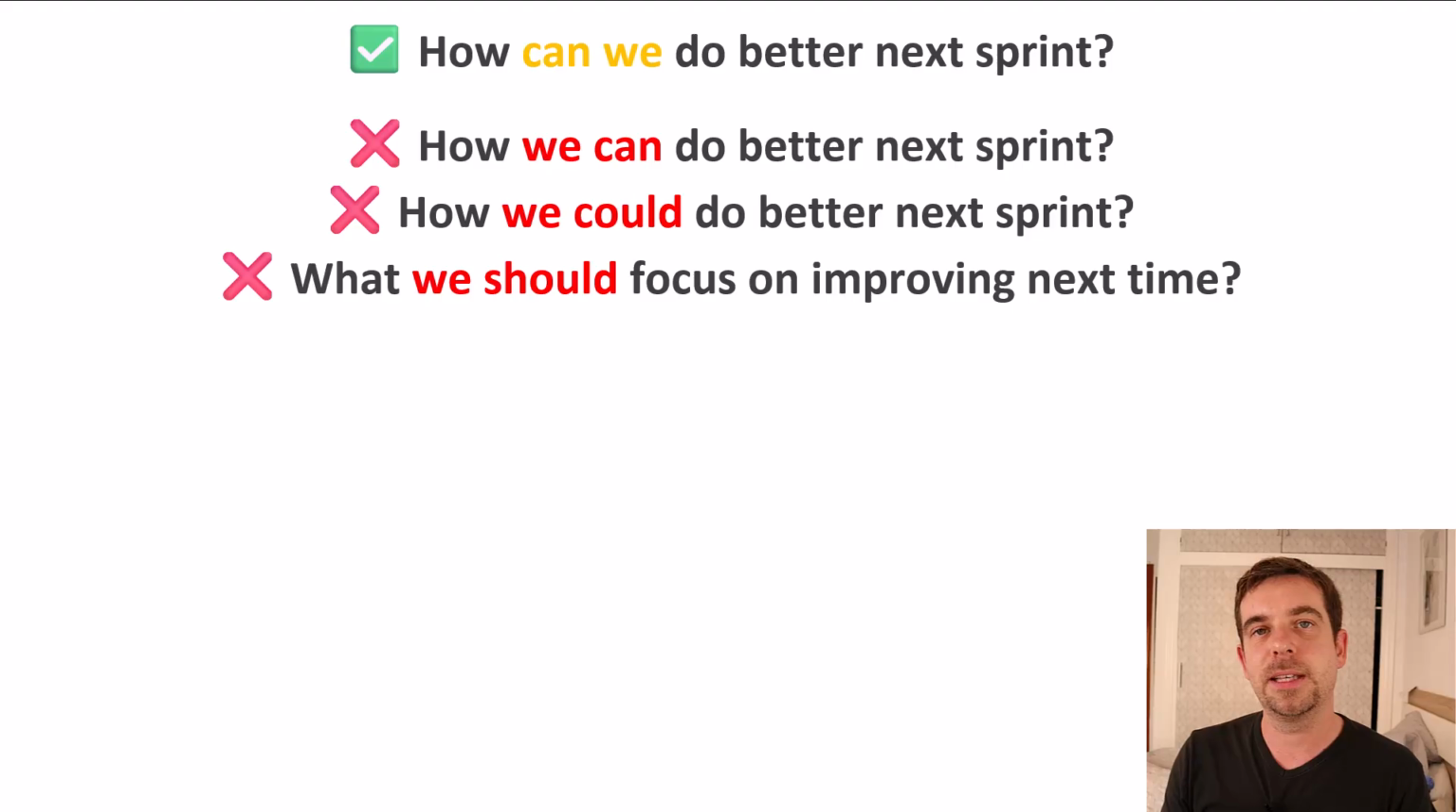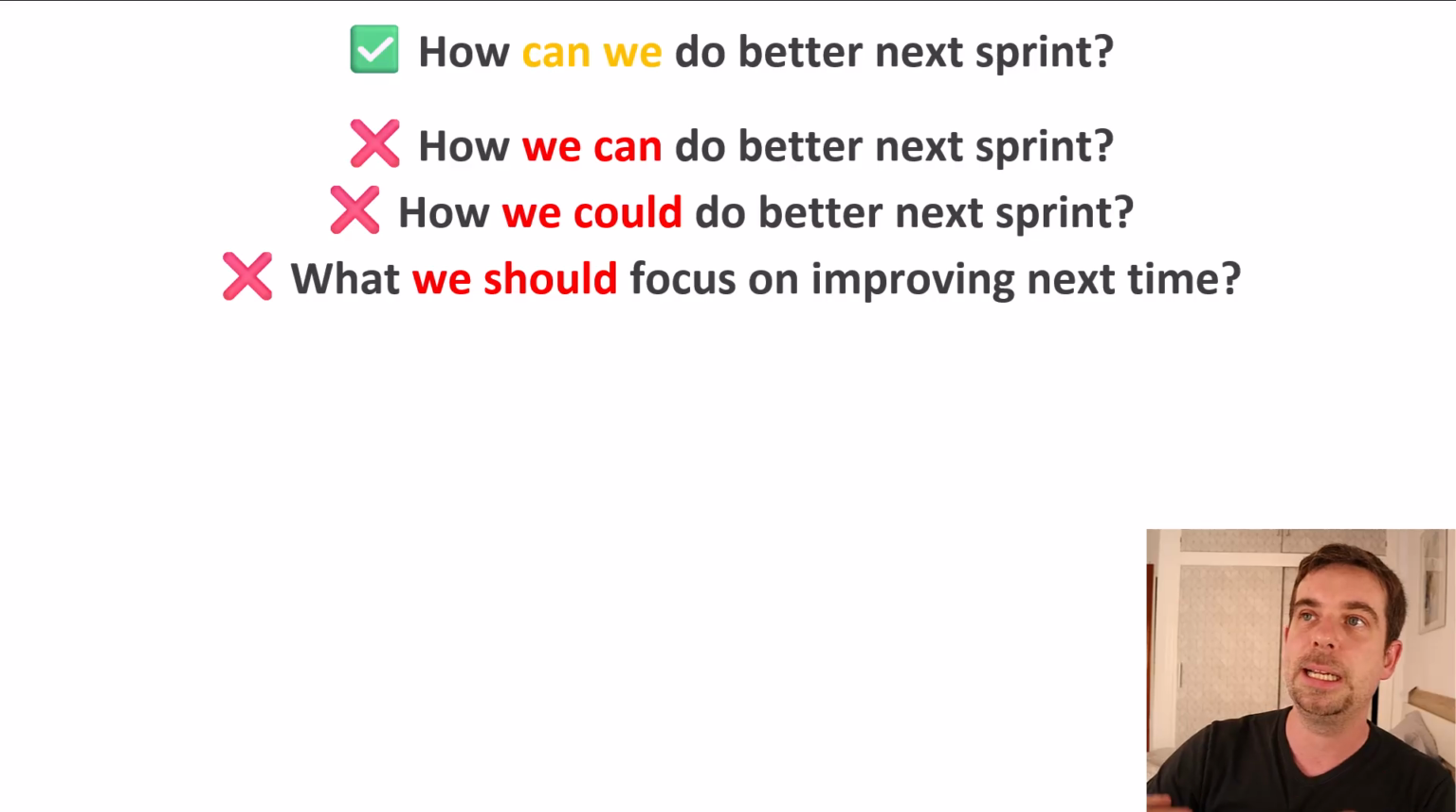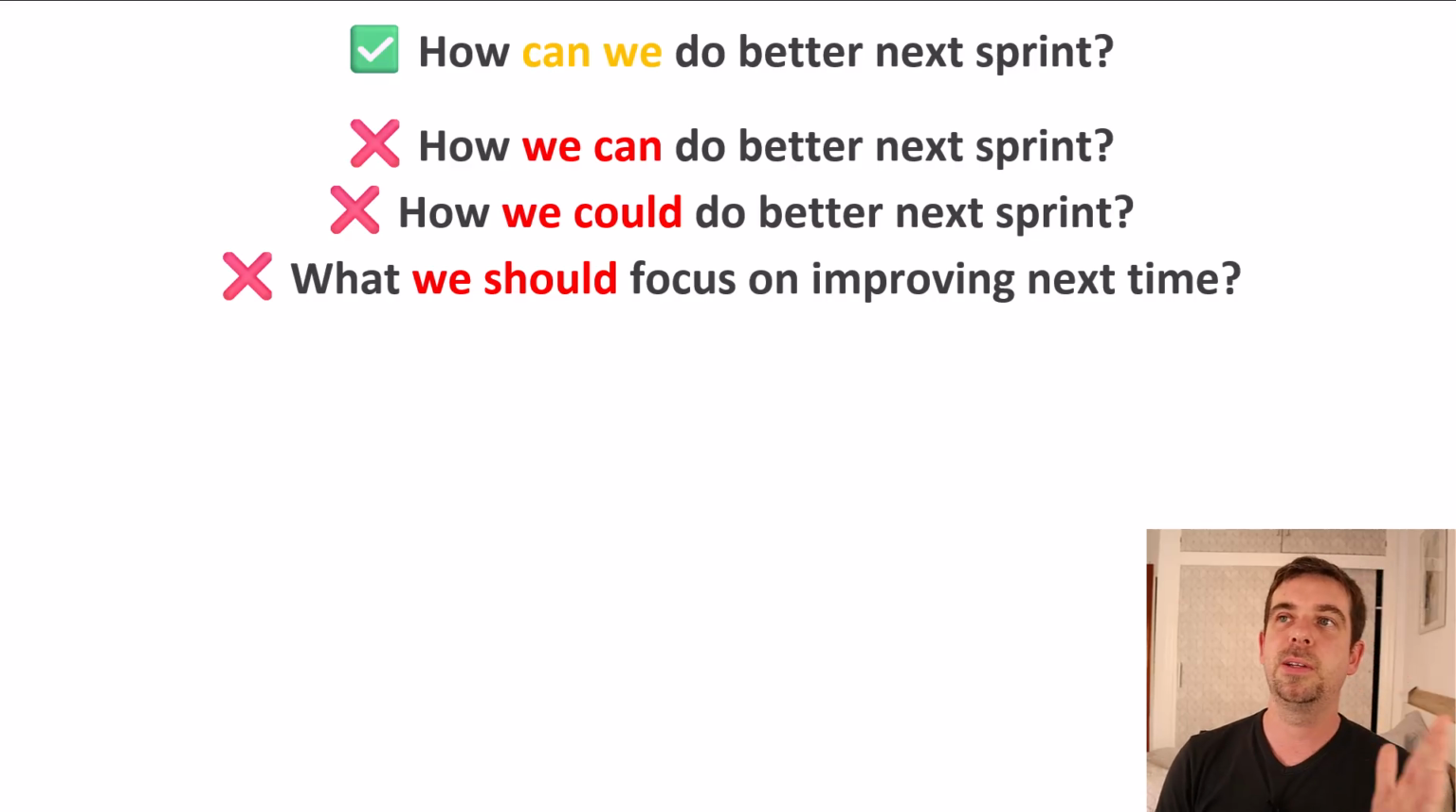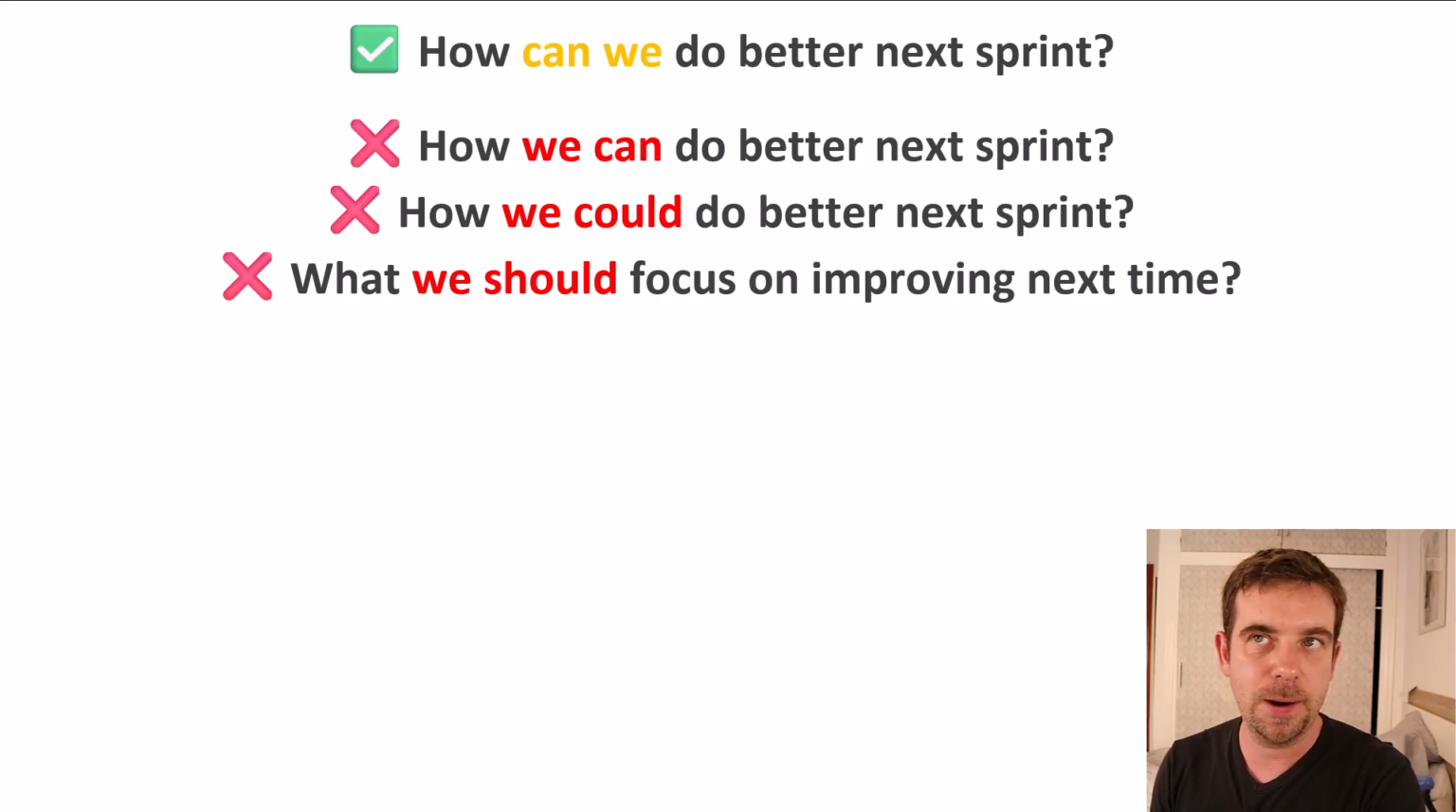Some people think that because "how" is in the sentence, it's already a question, so I don't need to change the word order. But you do really need to, and you can see it here: how can we do better, how could we, how can we, how could we, what should we, all right?